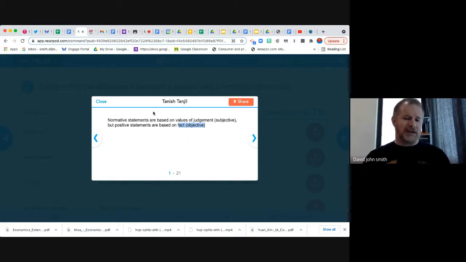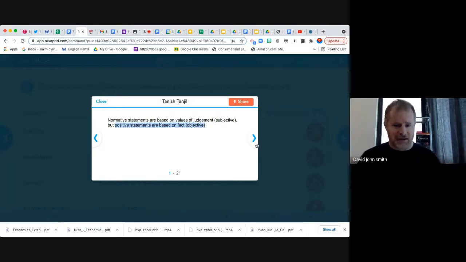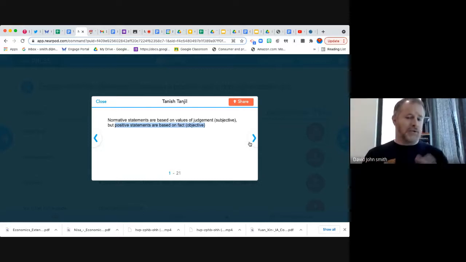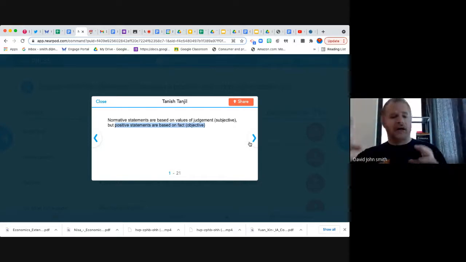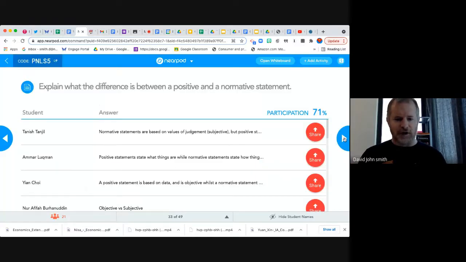And this is one of the big sort of TOK-ish aspects of what we talk about in economics, because you see a lot of this in the news. There are plenty of normative statements in economics, but there are also a number of positive statements based on facts. And when we are discussing this, we need to have that understanding so that we know this is a value-based judgment and this is a positive one. All right, well done, team. Okay, moving on.